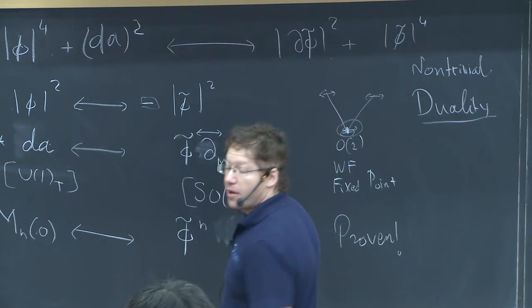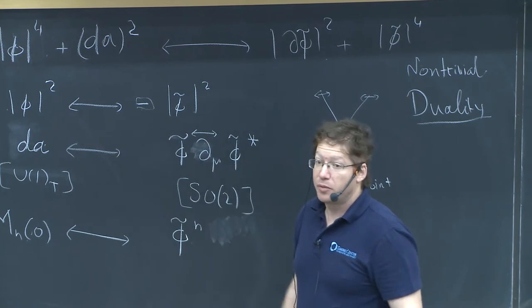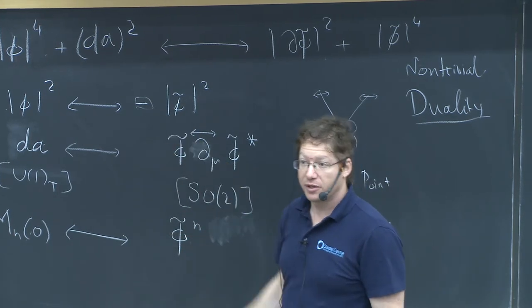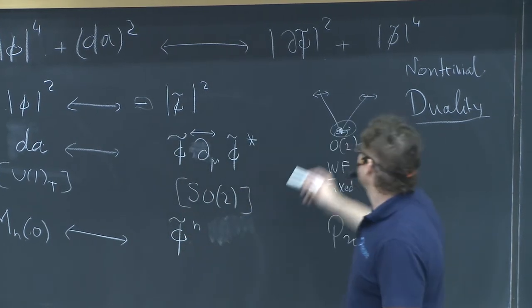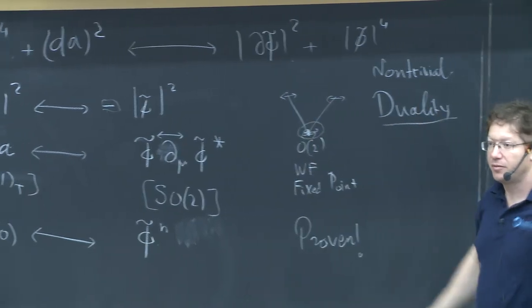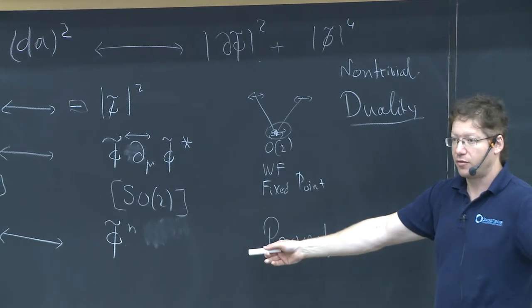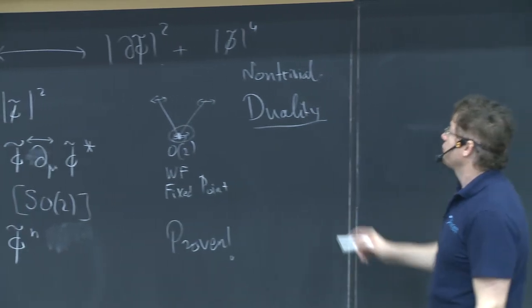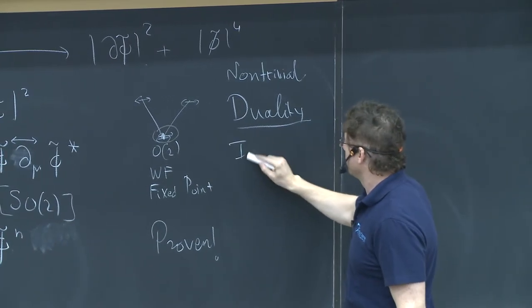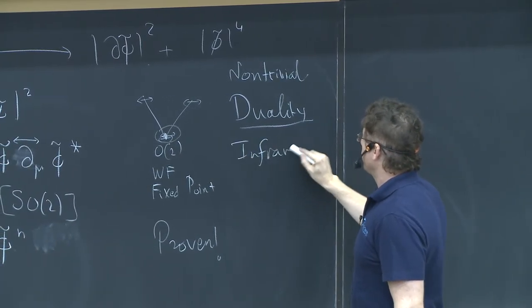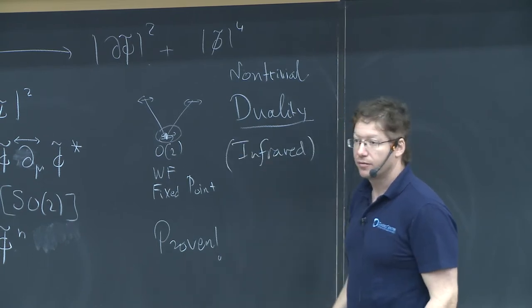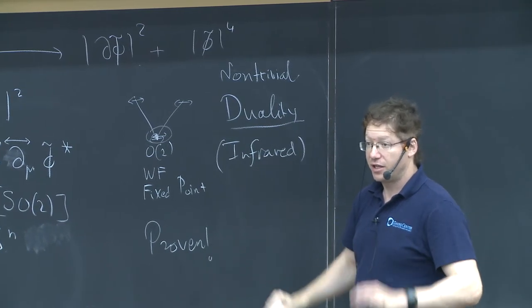The S matrix is probably completely different. In particular, at very high energies, the models are completely different. There is no statement that the S matrix is the same. The statement is that they flow to the same fixed point, they have the same deformations. This is called an infrared duality. That's why people sometimes call these things infrared dualities. These are not full dualities, these are infrared dualities.